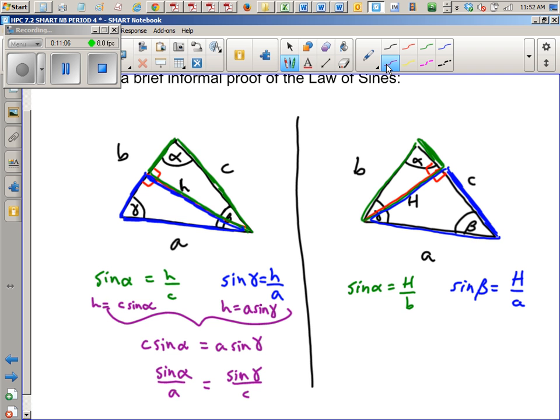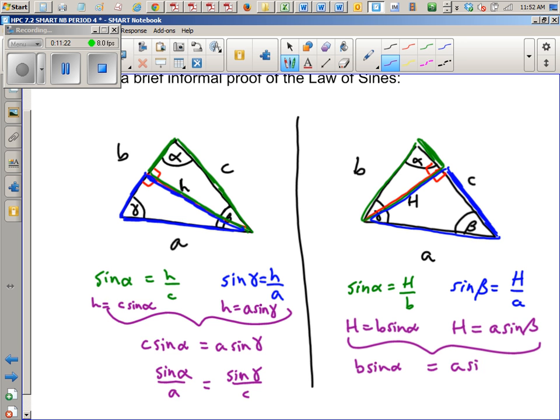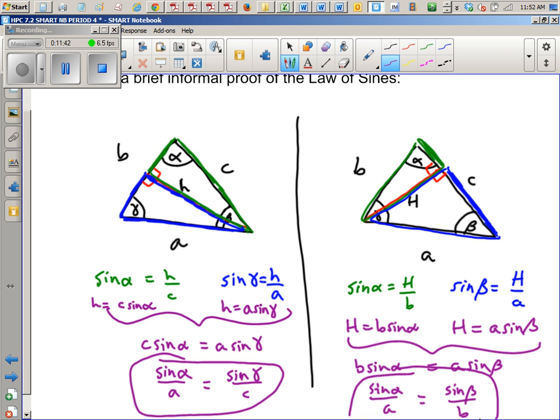If we come over here to this other pair of fractions, I can write capital H as B sine alpha and capital H as A sine beta. But again, these should be equal, so you can write B sine alpha equals A sine beta, and in proportion form, it would look like this. Sine alpha over A equals sine beta over B. So I thought sine alpha over A was equal to sine gamma over C over here on the left. Well, sine alpha over A is equal to both sine beta over B and sine gamma over C. And there's your law of sines.